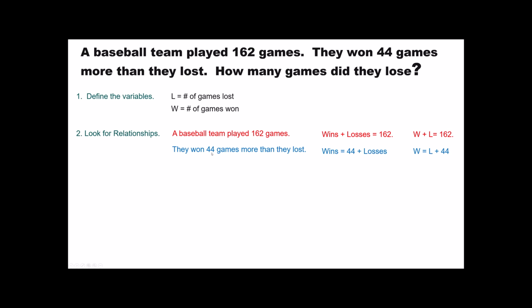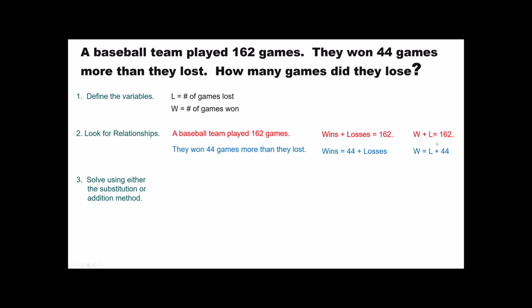Also, if we were doing a literal translation, we would say the wins were equal to 45 or 44 more than. The word "than" indicates that we have to switch the order. In the case of addition, it doesn't matter a whole lot because addition is commutative, but I wanted to be consistent. So, we now have a system of linear equations.